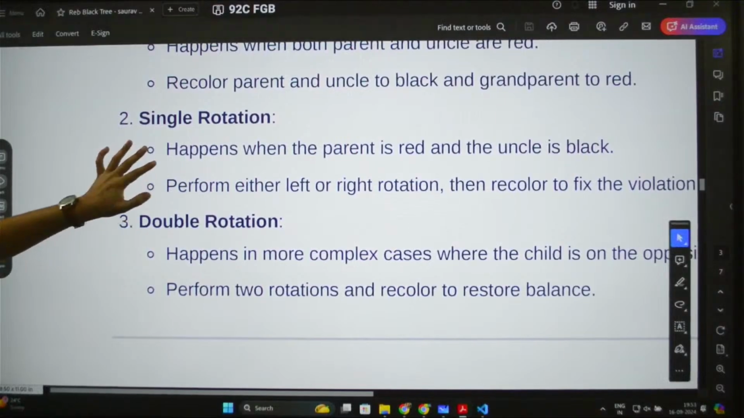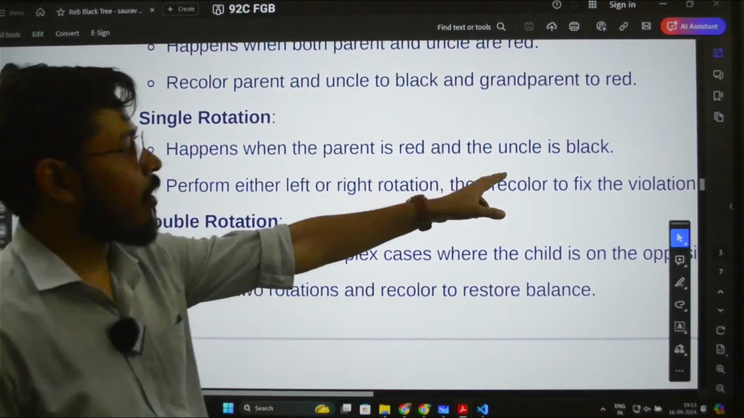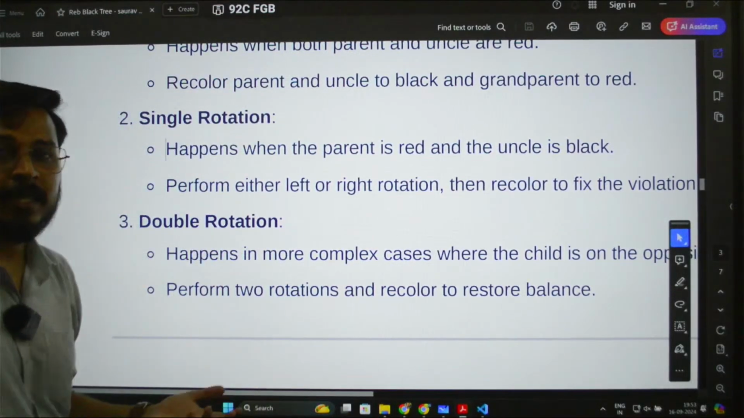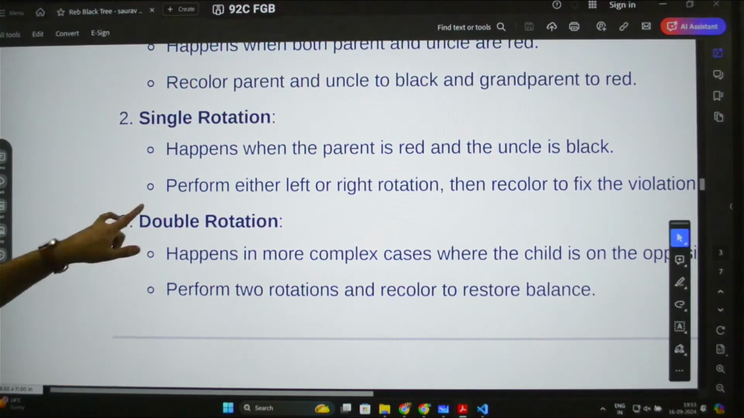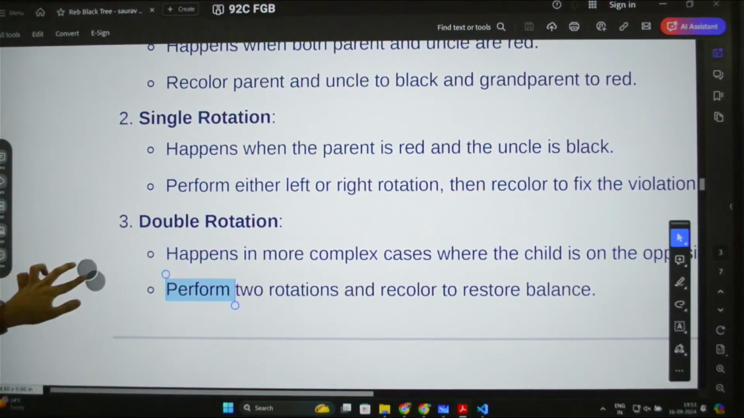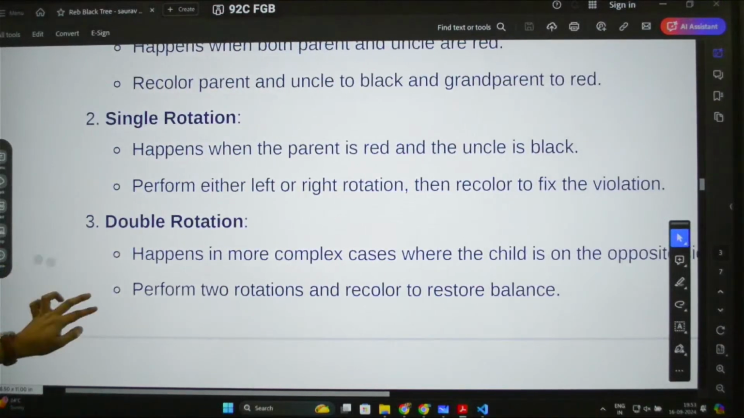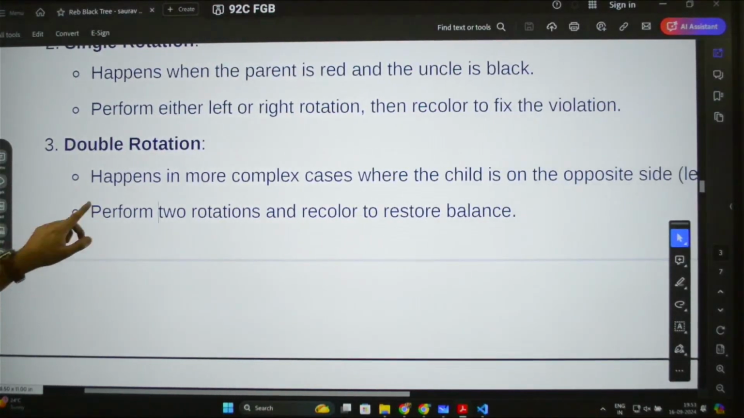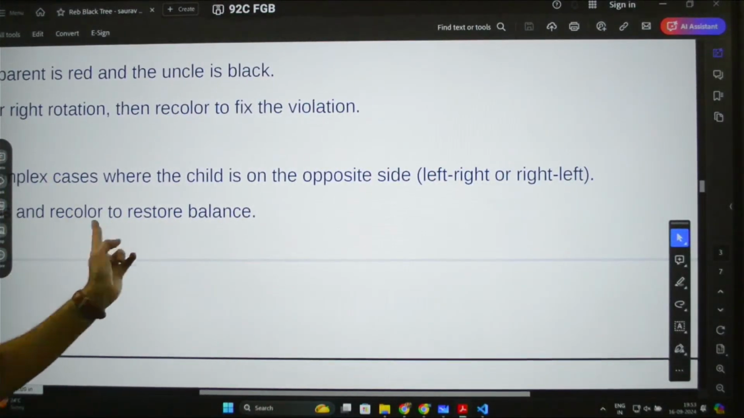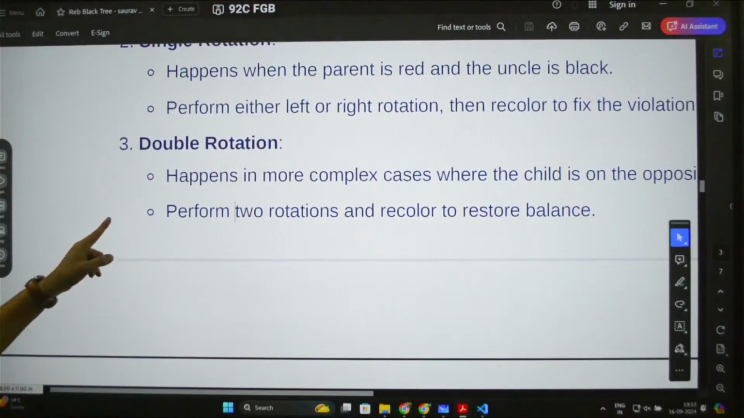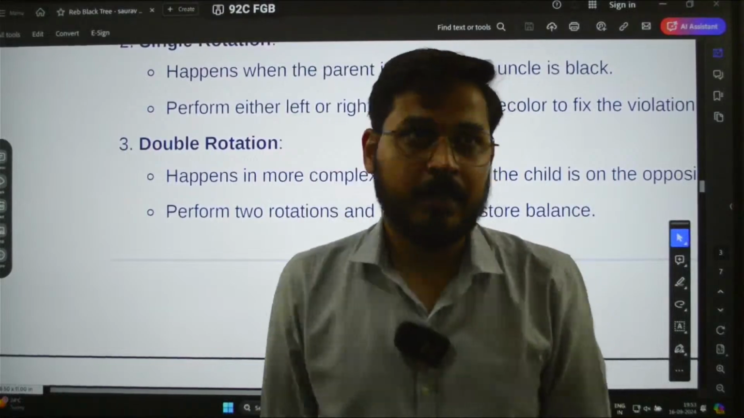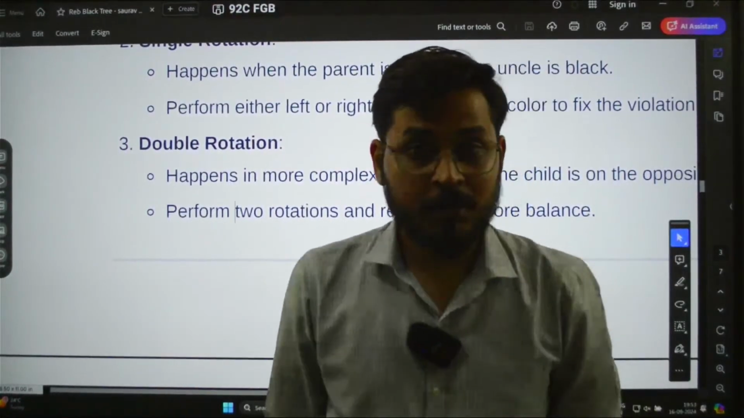Single rotation happens when the parent is red and the uncle is black. We can do one single rotation either on the left or on the right side, depending on the case. Performing either left or right rotation, then recoloring it to fix the violation. Okay guys. Then double rotation happens in more complex cases where the child is on the opposite side, left right or right left, and we perform two rotations and recolor it to restore the balance here guys. I hope that this is very much clear guys.